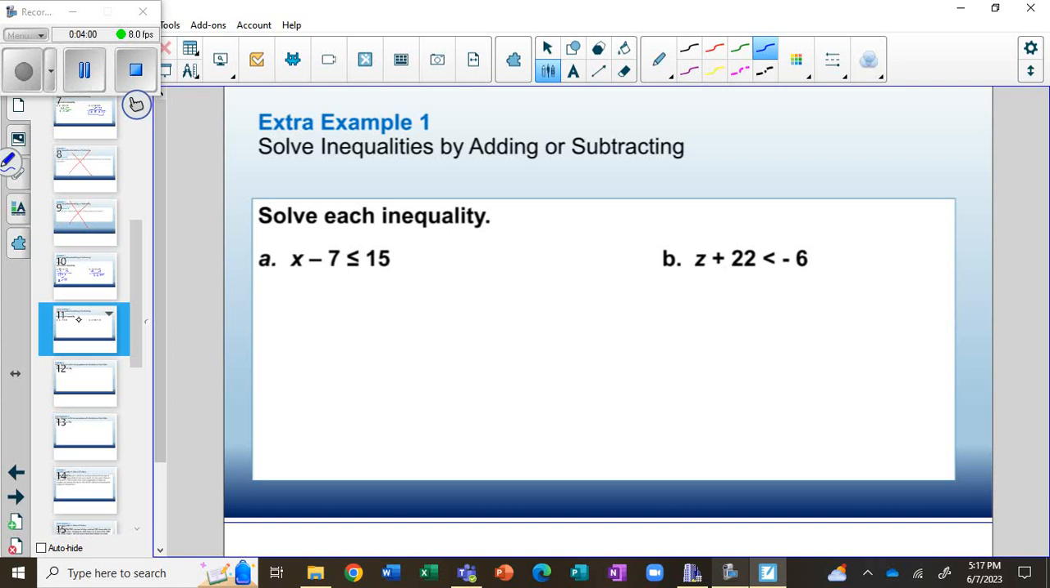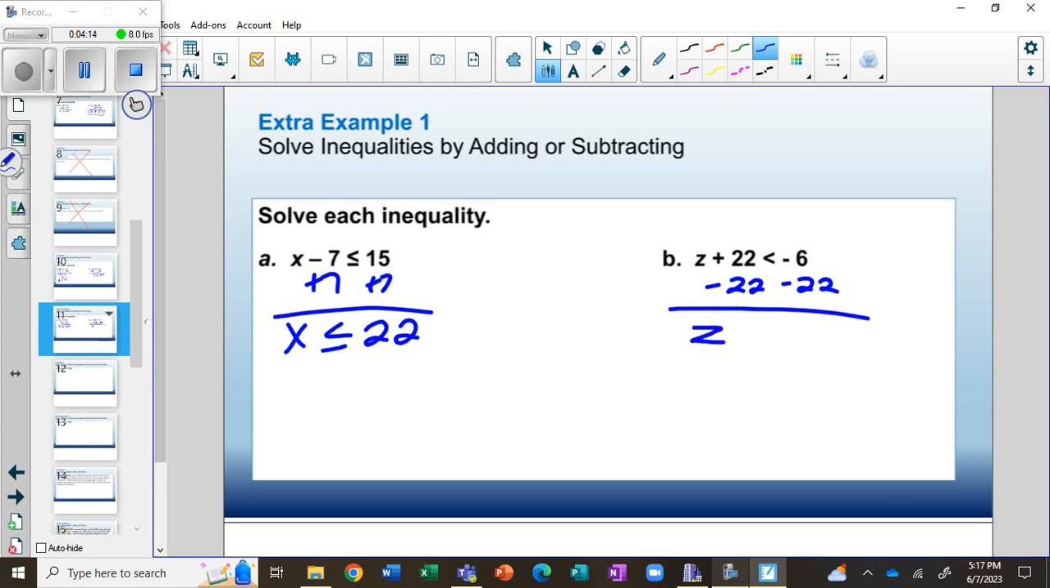A couple more examples. x minus 7 is less than or equal to 15. I add 7 to both sides, and I have x is less than or equal to 22. And letter B, I subtract 22 on both sides, and I would have z is less than negative 28.